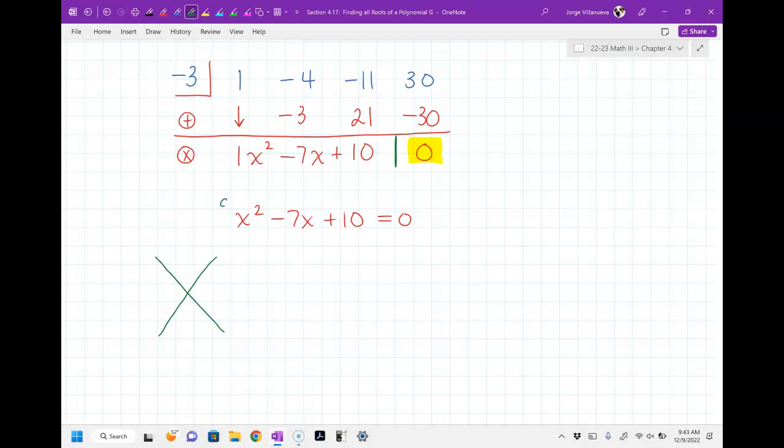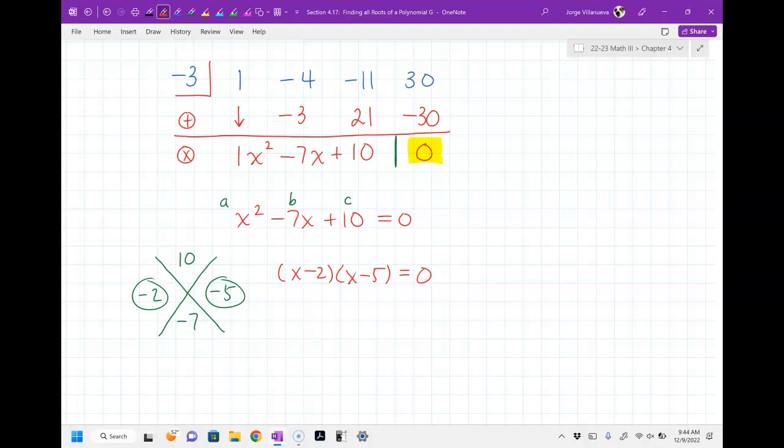So remember, this is your a term, your b term, and your c term. At the top of your x, for your x method, it's a times c. That's 10. On the bottom, it's b, so that's -7. What two numbers multiply to 10 and add up to -7? All right, -2 and -5. So I'm going to write those down. x minus 2, x minus 5 equals 0. And now you're just going to have to solve them.